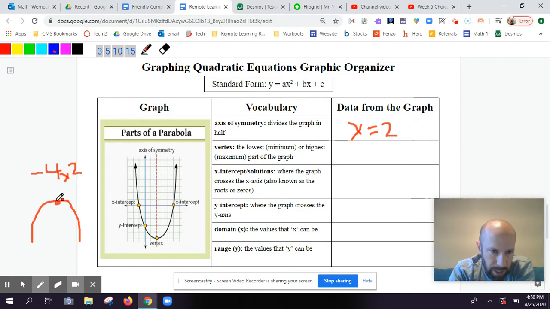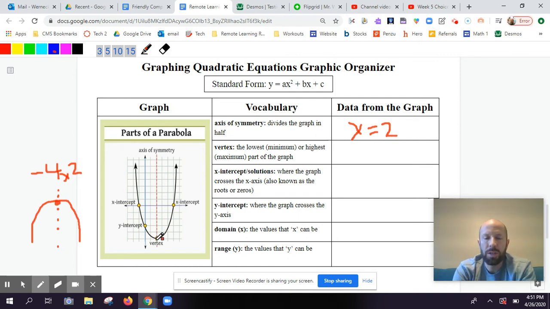So wherever that vertex is, if you were to draw that axis of symmetry again, this vertex is now going to be called the maximum since it's the highest that this U goes. Since the U opens up, this vertex is known as the minimum since it is at the bottom of the U.